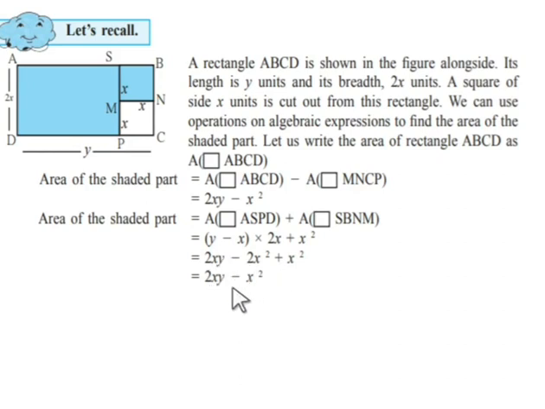Therefore, the area of the shaded part is 2xy minus x square, which is the same as we got in the previous case. It means if you find the area of the shaded portion by any one of the methods, you will get the same expression for it.